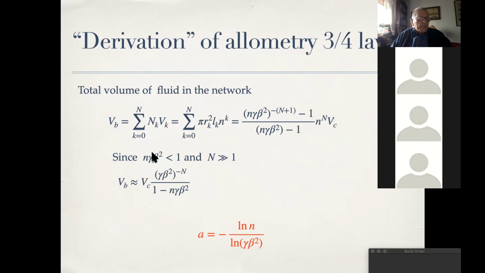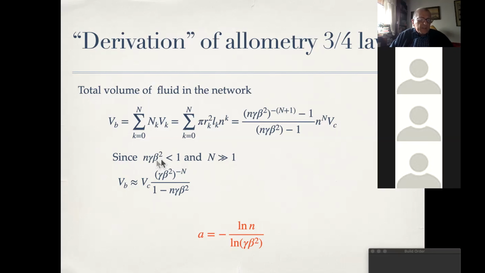In order to make this assumption that n times gamma times beta squared is less than 1 a meaningful assumption, we have to recall the definition of gamma and beta. Beta is a ratio of radii, gamma is a ratio of lengths, and n is the branching number, how many branches a given tube splits into. That assumption means that these channels are pretty narrow and not particularly long, and that they do not split into too many branches.